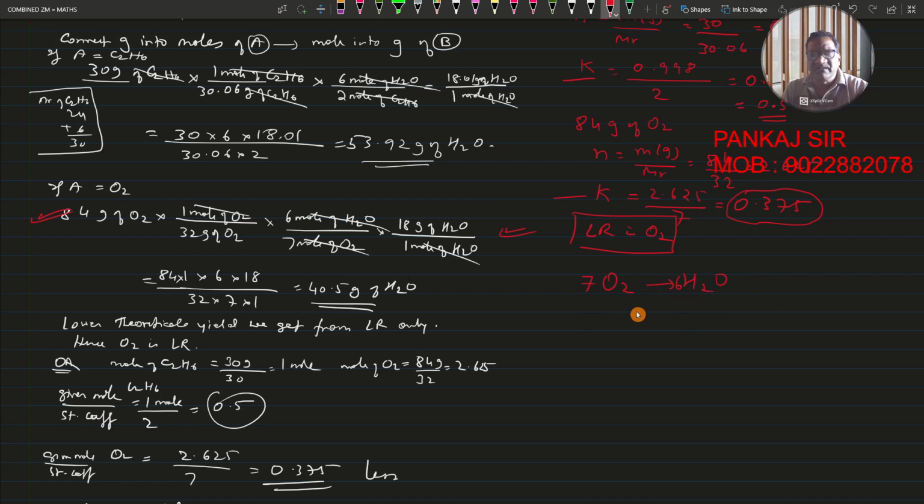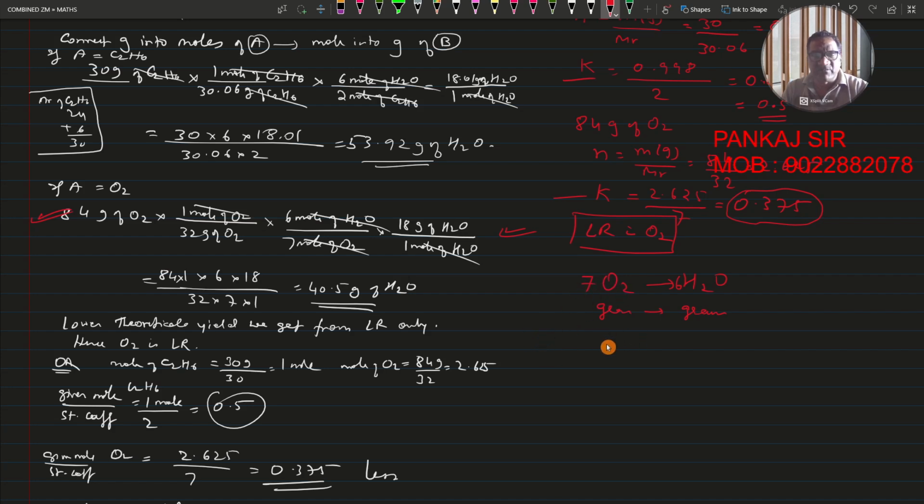Okay, but now this is gram to gram. This is a gram to gram question. They have given you the mass of oxygen in grams, and they have asked you to find out the mass of the water that will be produced, in grams. So this is a gram to gram question. In a gram to gram question, there will be three factors. So I'll tell you how to deal with this.